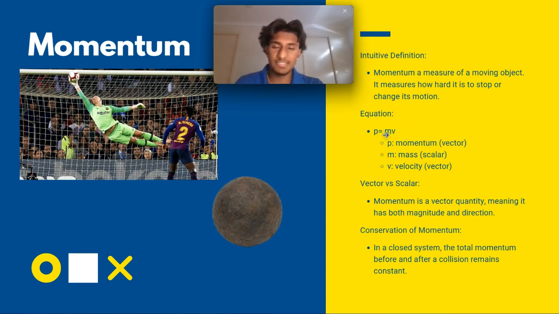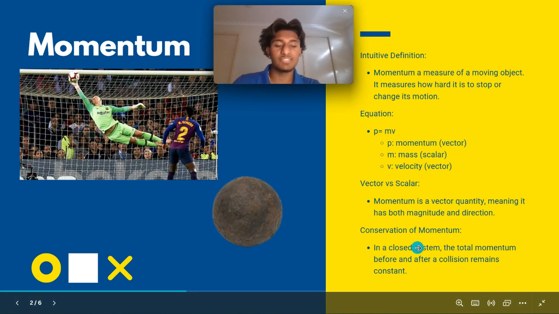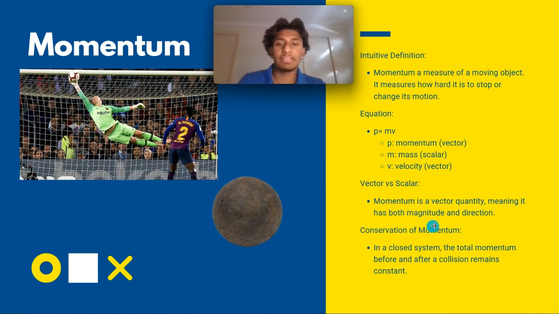In physics, when we learn a new unit and a new measurement, we always have to consider: is it a vector or a scalar? If we look at the composition of momentum, which is mass and velocity, we find that mass is a scalar, but velocity is a vector. So overall, momentum is a vector, meaning it has both a magnitude and a direction. The law of conservation of momentum is that in a closed system, the total momentum before and after the collision remains the same. I'm going to explain this in more detail in just a minute.